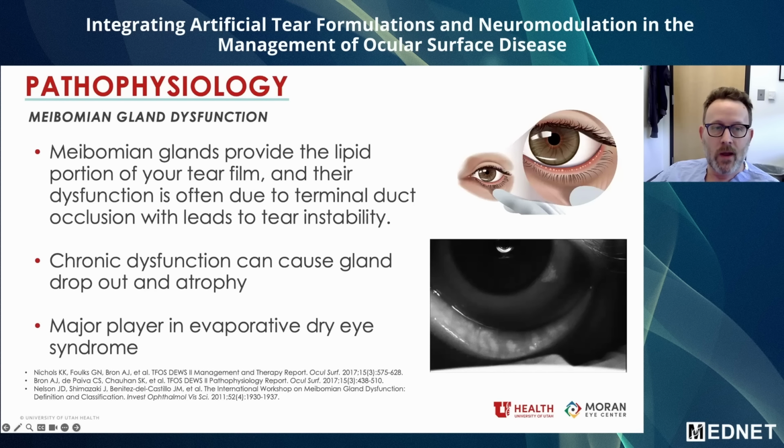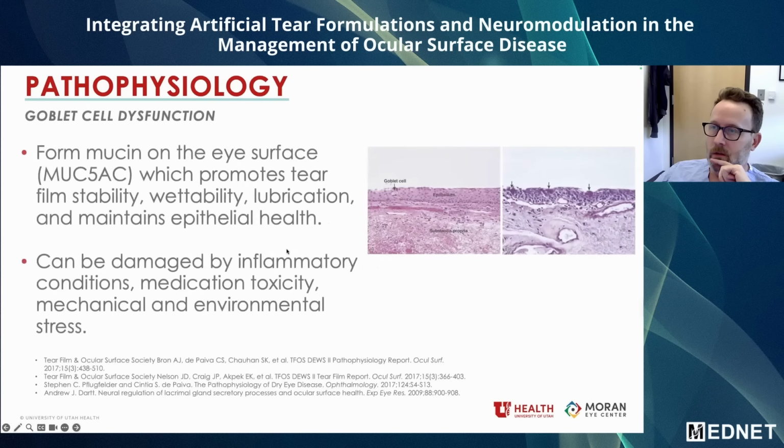People who have very severe meibomian gland deficiency can also have gland dropout and chronic insufficiency of their meibomian glands. And that's one reason why early intervention matters, because if you're having gland dropout, it's a very hard disease to fix. And the next category is goblet cell dysfunction.